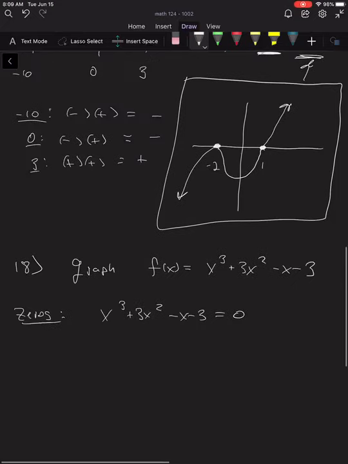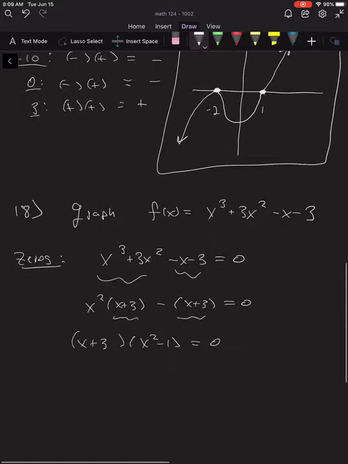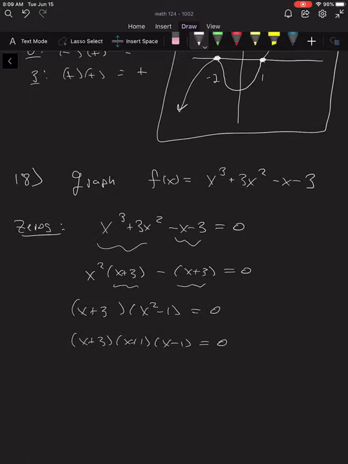This one we can factor by using group factoring. Notice from these first two terms, we could take out an x squared and we're left with an x plus 3. From the second terms, we could take out a minus sign, and we're left with an x plus 3. Now we could take out these x plus 3s, and we're left with x squared minus 1. Then we could factor x squared minus 1, so this is x plus 3, x plus 1, x minus 1 is equal to 0. From this, we can see that our zeros are x is equal to minus 3, x is equal to minus 1, x is equal to 1.